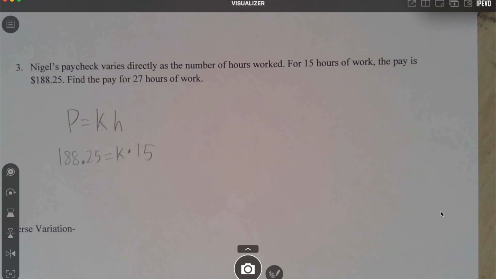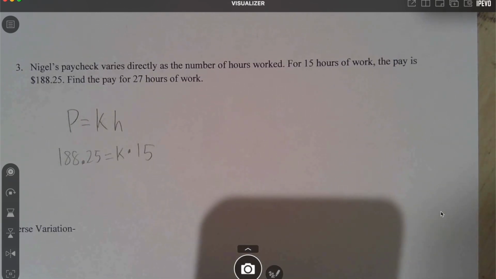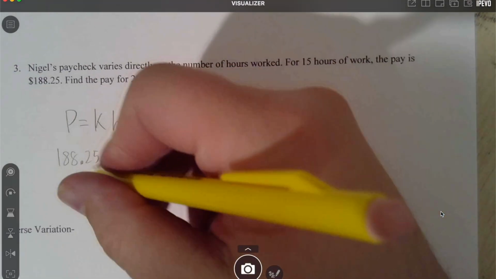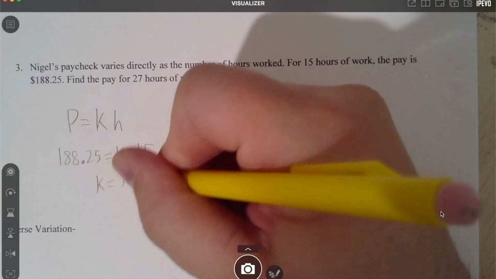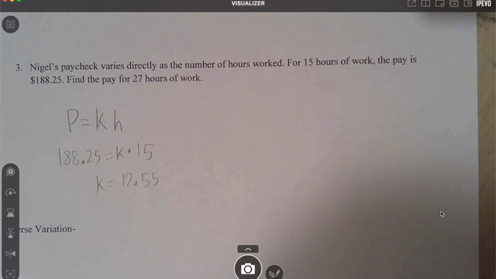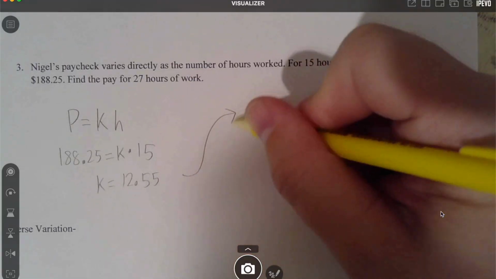Well, all we need to do there is, once again, do some quick division and solve, and I just can't find my calculator. There it is. So 188.25 divided by 15, I get 12.55 is the hourly rate. So now we know how much Nigel makes per hour. It's $12.55 an hour. Plug that back in.